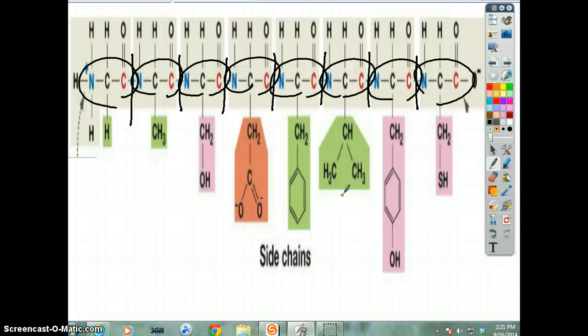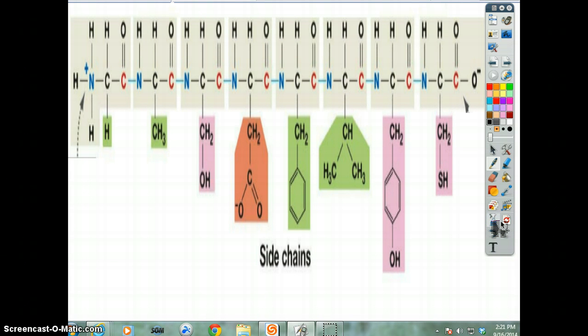Yeah, and this would be part of a protein. It probably wouldn't be a whole one, and the real ones are really long. But what level of structure would this be? Primary. This is showing primary structure. It's just the order of amino acids. We're not showing how they bend or fold or anything.